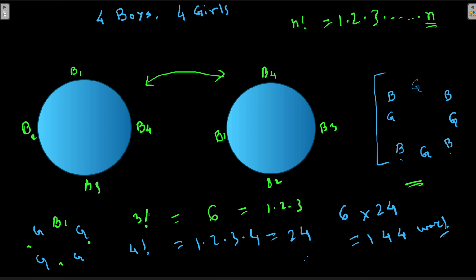So first, boys can sit in 6 ways. But for each of the ways the boys can sit, there are 24 ways the girls can sit in the gaps. So for each of these 6, 24. So for 6, how many? 6 into 24, which is 144 ways. That's all.